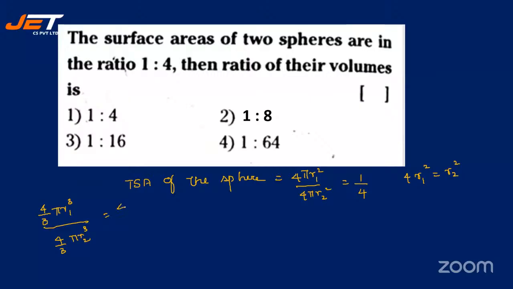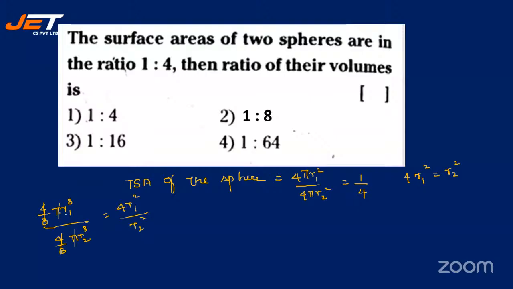Okay, so which is 4 r1 square divided by 1 r2 square. All right. So 4/3 pi will all get cancelled here. So now what is it that they want? The ratio of their volumes. Yes. So now we just need the volume, right?